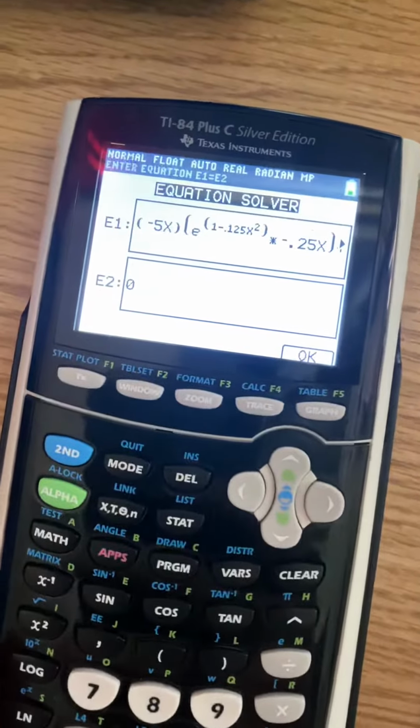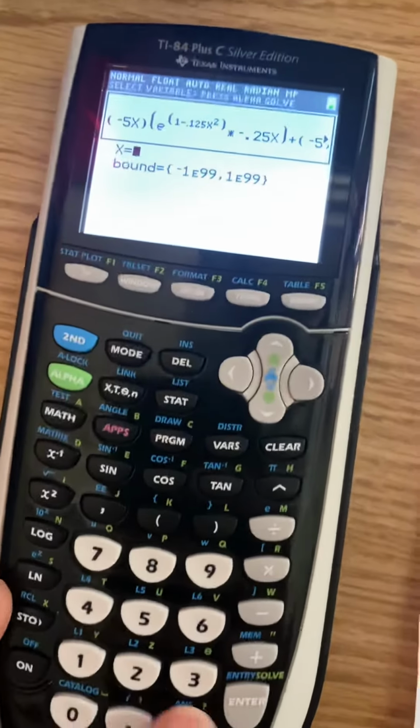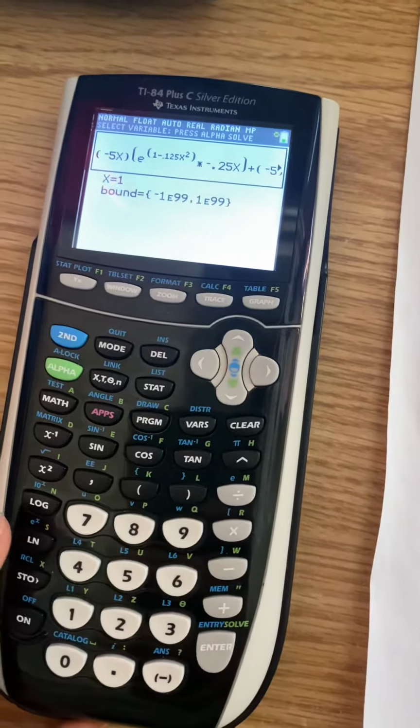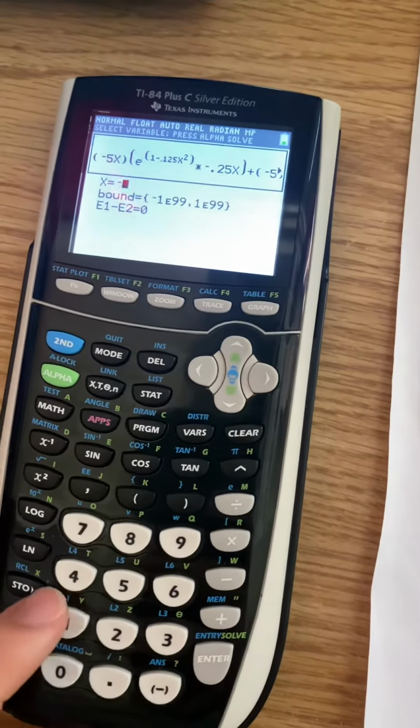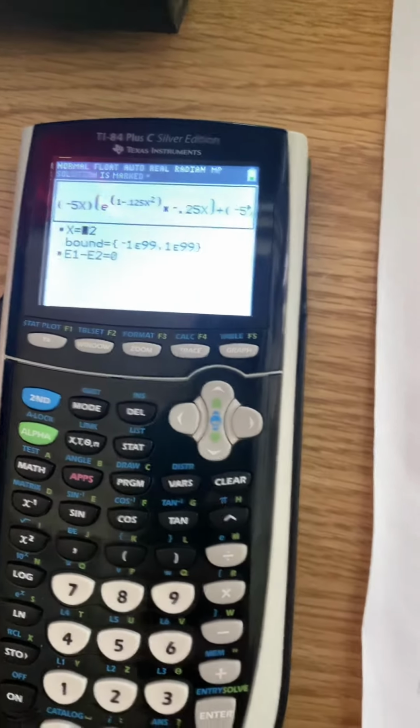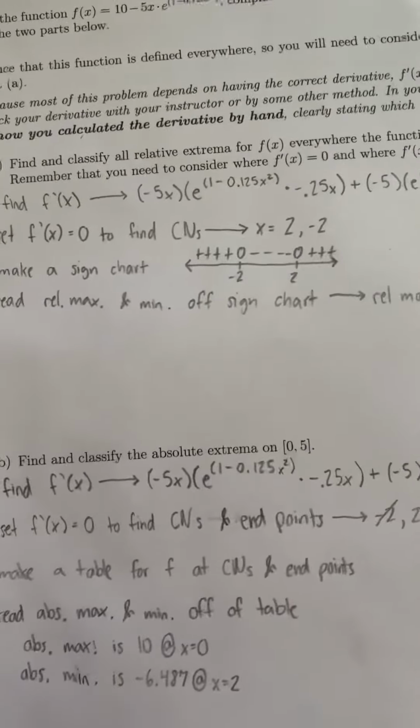You put the derivative into solver, and then you'll type in one of these numbers, and you'll find that one answer is 2, and one critical number is negative 2. So I have that written down.